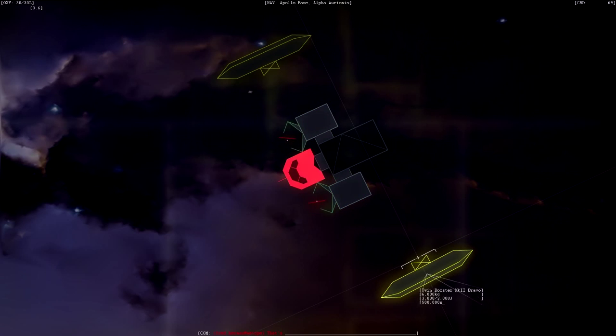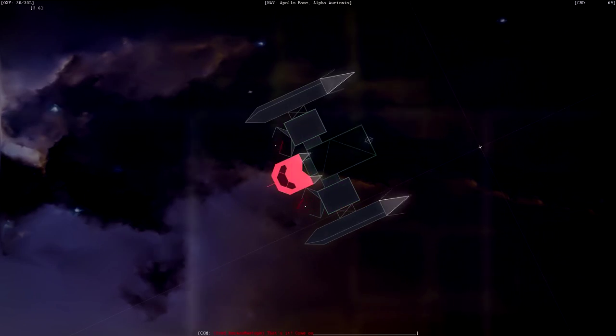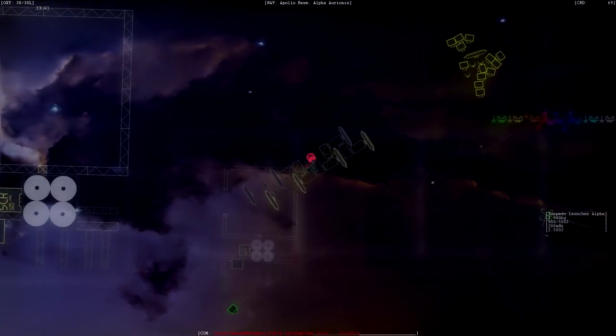This week I also added a new module. The Twin Booster MkII is a larger and more powerful twin booster. If you find any of these in the game, please drop by the forum and tell us where they are.